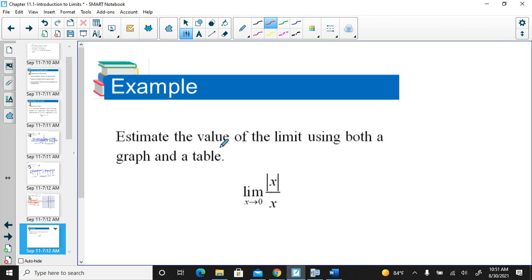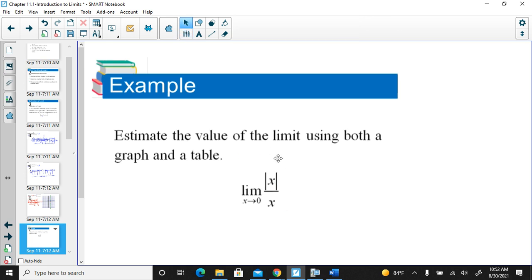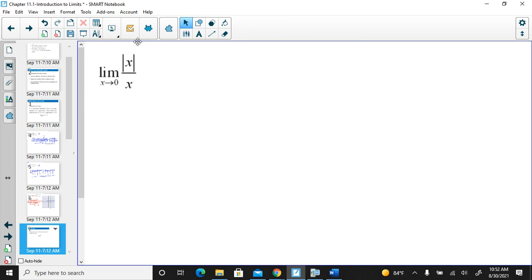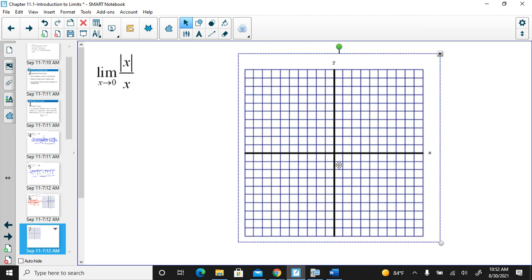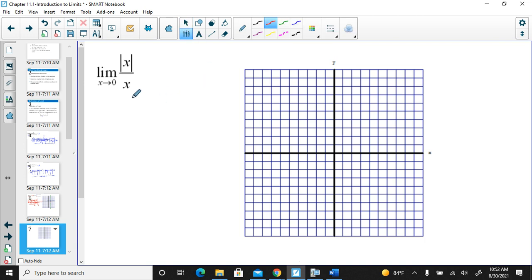Okay. So estimate the value of the limit using both a graph and a table. Here we have the absolute value of x over x. Again, the table is not all that interesting here. The graph is a little bit more so. So let's come up with a graph here. Let's just start picking values.